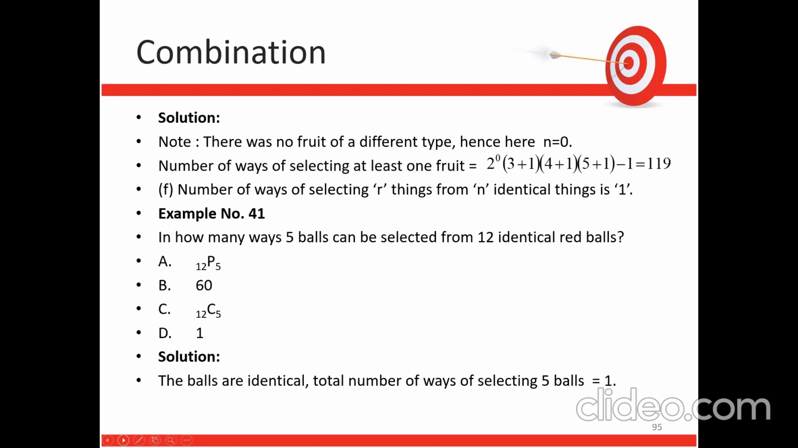Example number 41. In how many ways can 5 balls be selected from 12 identical red balls? Solution: the balls are identical. So the total number of ways of selecting 5 balls is 1. Identical balls yun eh. So mamili ka ng 5, ganun pa rin mapipili mo, kung puro pula pa rin siya.